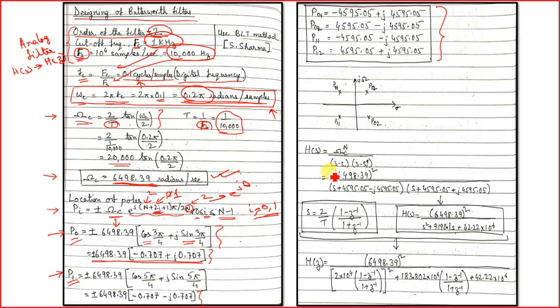Once we have got the 4 locations, we will plot these poles in the S-plane. So this is the S-plane.